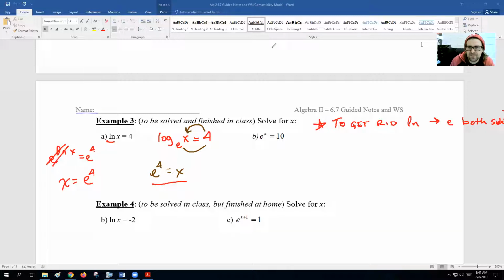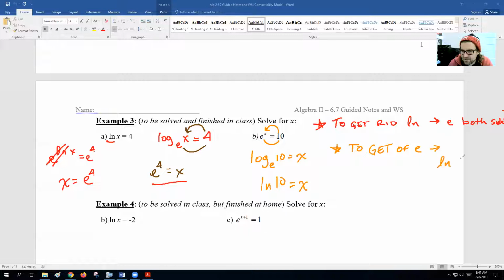Now the reason why this step is important is because we can go here. Now this problem we can kind of loop and swoop, and we'd get, okay, log base e of 10 is equal to x, and that would be the ln of 10, log base e of ln. But if you just notice here, we can make another note to get rid of e. We'd ln both sides.